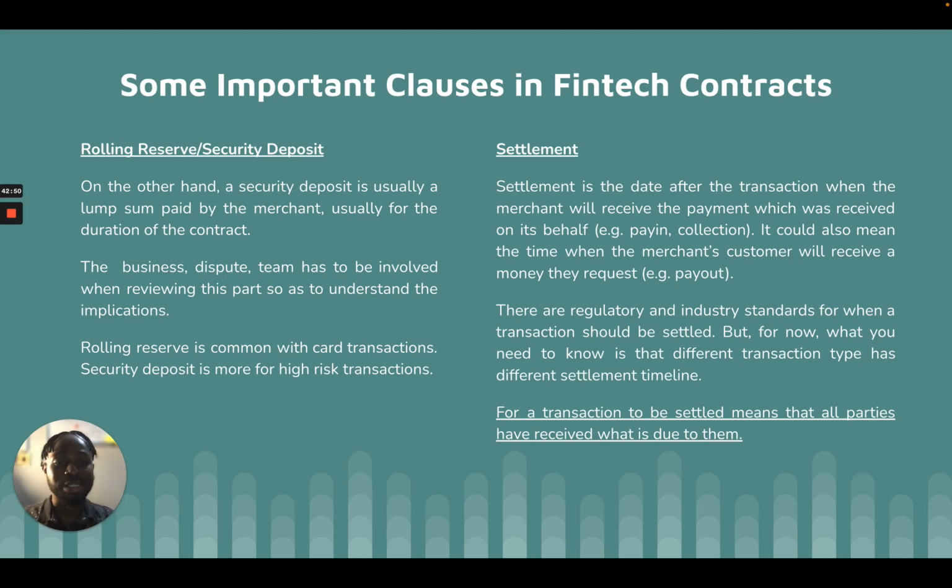Now, what that means is that the merchant receives its money. So settlement date is the date after the transaction when the merchant will receive money. Settlement is the act of receiving money. So, like I said, it could be when the merchant receives the money, or when the customer receives the money. When the merchant receives money, that is somebody is paying the merchant, that's a payment. When the customer receives the money, that is the money is going out from the merchant's coffers, that is a payout, right?